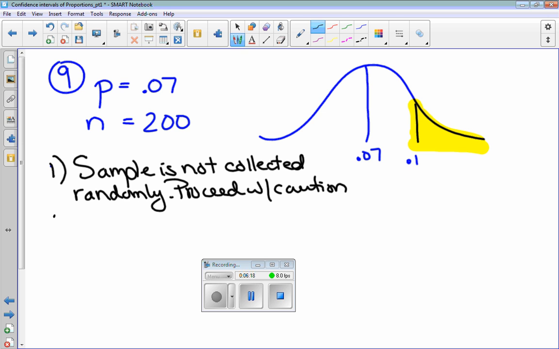All right, our second condition is the independence condition, which we often can't check, so we instead use the 10% condition. So we're going to say that 200 is, yes, Mr.